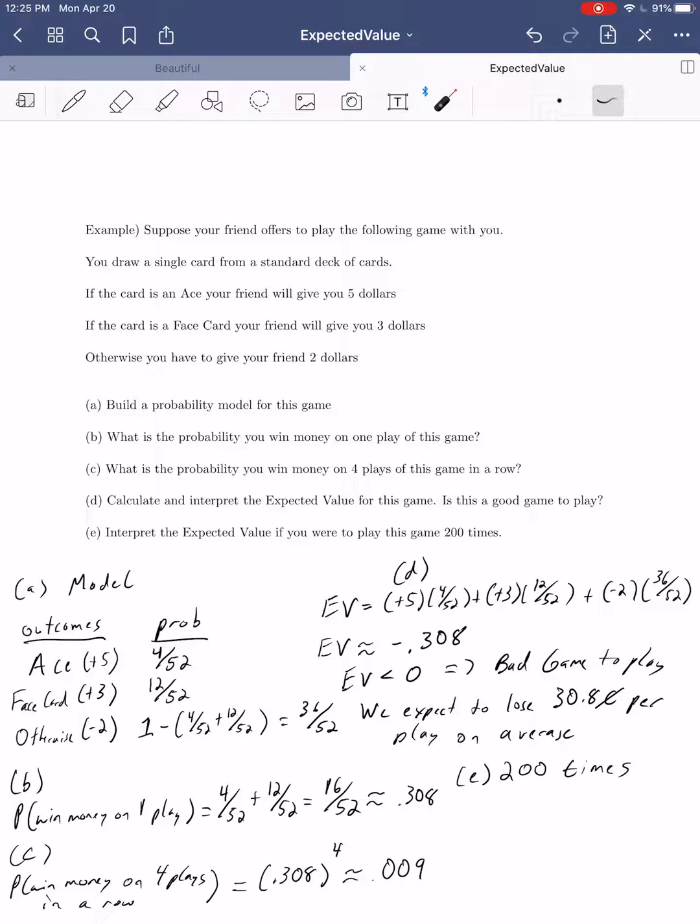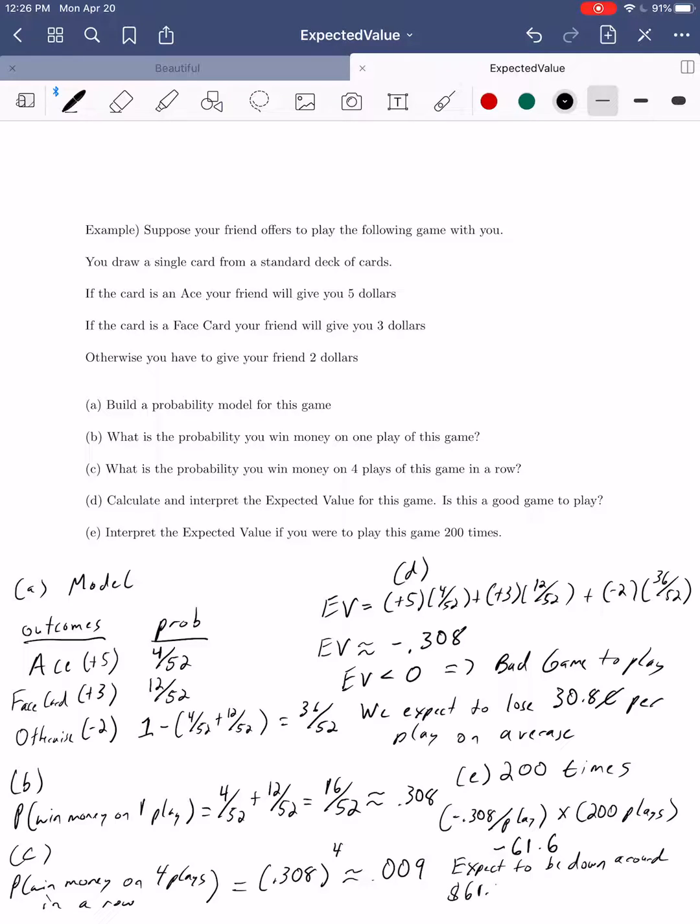Well, if you think about this, this expected value is what we expect to happen per play, and we're going to play 200 times. So we can calculate: we're expecting negative 0.308 per play times 200 plays. Negative 0.308 times 200 would be negative 61.6. So we expect to be down around $61.60 after 200 plays. So this hopefully helps you really understand what we mean by expected value.